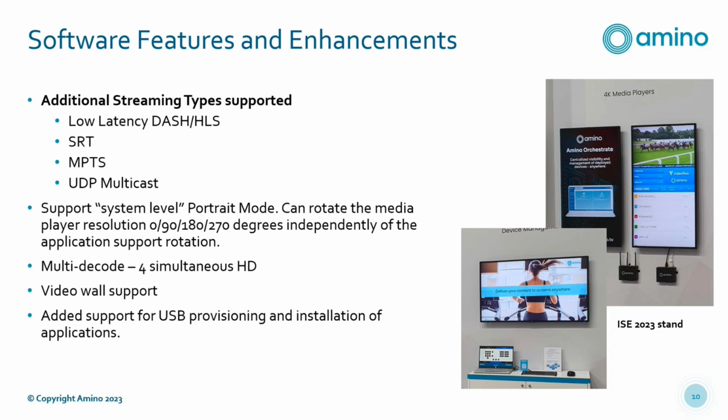We've added support for multi-decode, so we can support up to 4 simultaneous HD streams now out of the H200. Video wall support we've added as well. And we have support for USB provisioning and installation of applications. Very similar to the web app that we talked about and how that makes configuring channel lineups and configuration files easier. If you have a specific CMS application and you need to use the H200 offline, you can put that application on a USB stick and upgrade and apply that APK to the H200 as well.